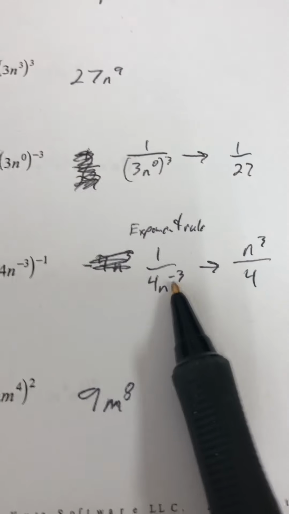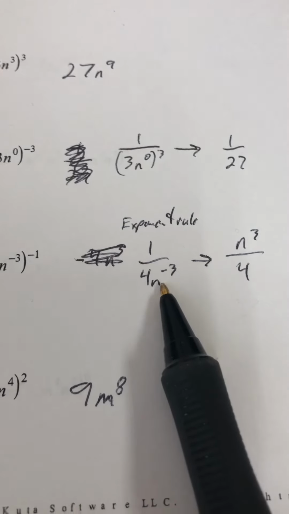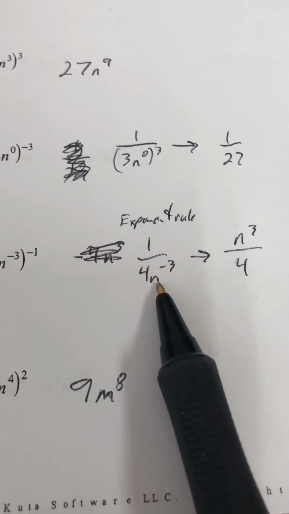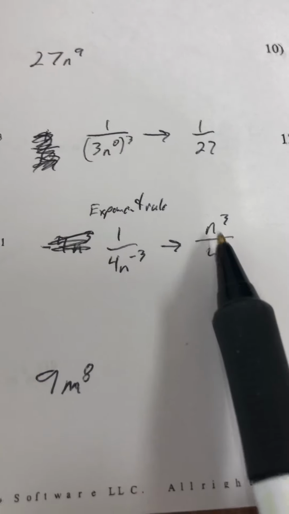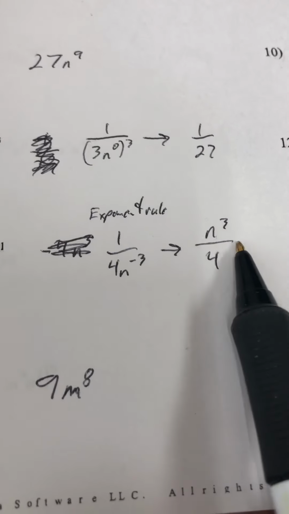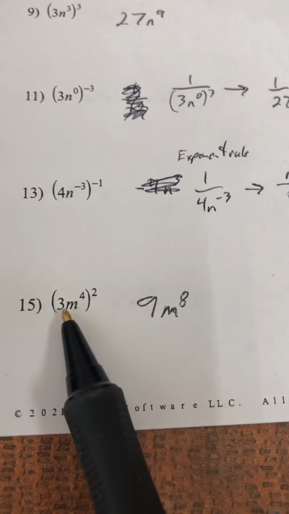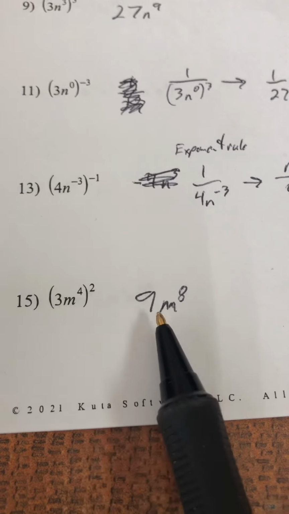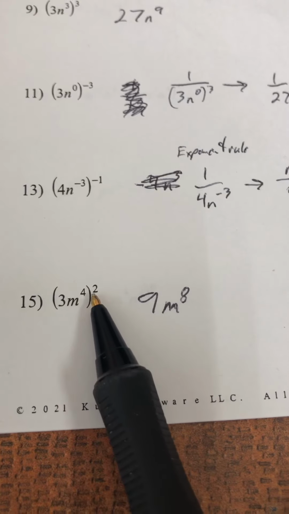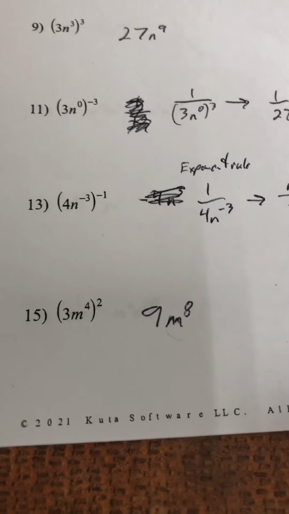Now, this is on the wrong side, so in order for me to get rid of this n to the negative 3, I take the n to the negative 3 and put it above to change that negative exponent to a positive. So now I have n to the third power over 4. And here I have 3 to the second power is 9. And then I have 4 times 2 is 8, so it's pretty much a straightforward one for number 15.